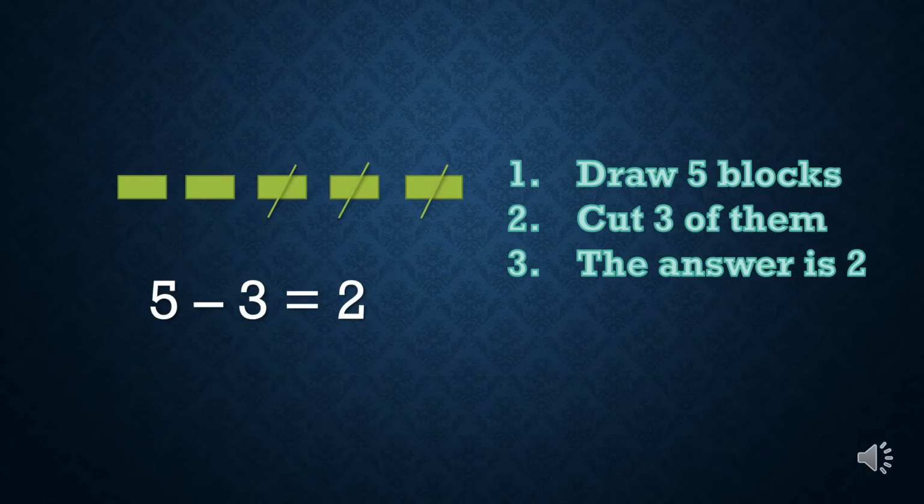Let's work on another example. Over here I have drawn 5 blocks because the question was 5 minus 3. So ask your children to draw 5 blocks or any other shape they want and ask them to cut 3 of them. After cutting 3 of them, the blocks which are left will be the answer to this question. So 5 minus 3 is equal to 2.